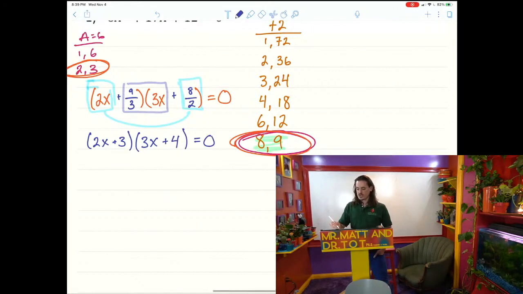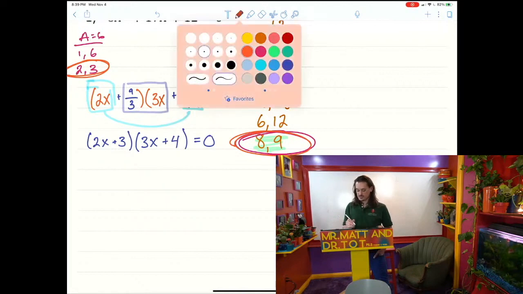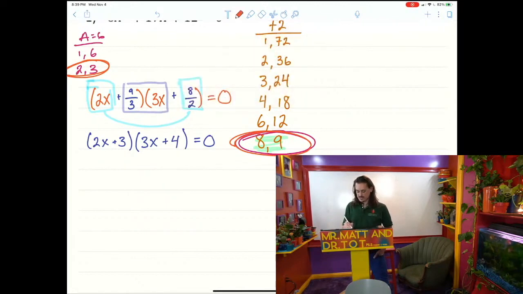And notice we could check this by FOILing. First times first would be 2x times 3x. Outer times outer would be 2x times 4. Inner times inner would be 3 times 3x. And last times last would be 3 times 4.